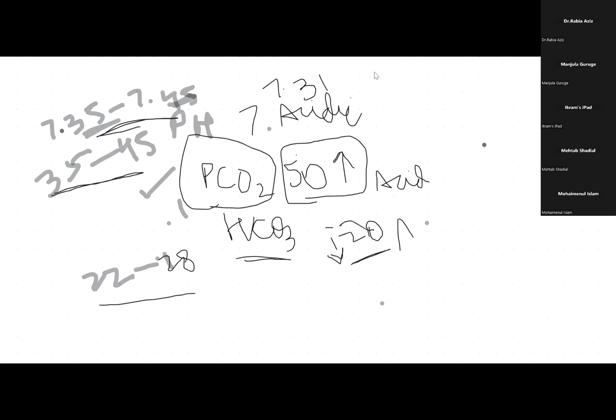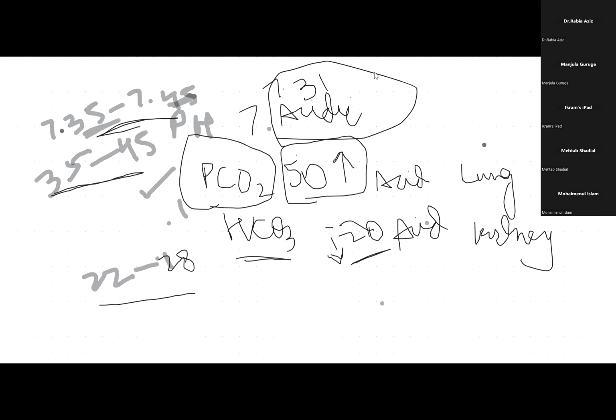Now there is a confusion. What will you call this acidosis? Is this acidosis coming from lung, or is this acidosis coming from kidney? Now you ask yourself, what will you label this? Either you label this as respiratory acidosis or you label it as metabolic.